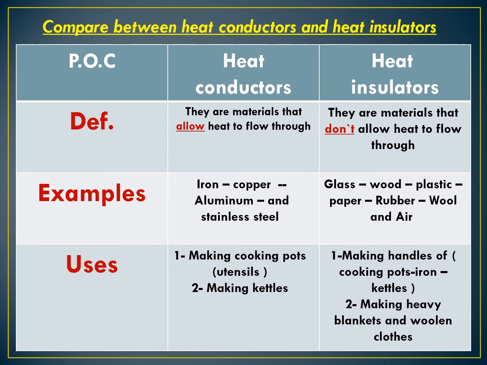Heat insulators. The definition: they are materials that don't allow heat to flow through. Examples: glass, wood, plastic, paper, rubber, wool, and air. The uses: making handles of cooking pots, kettles, making heavy blankets and woolen clothes.